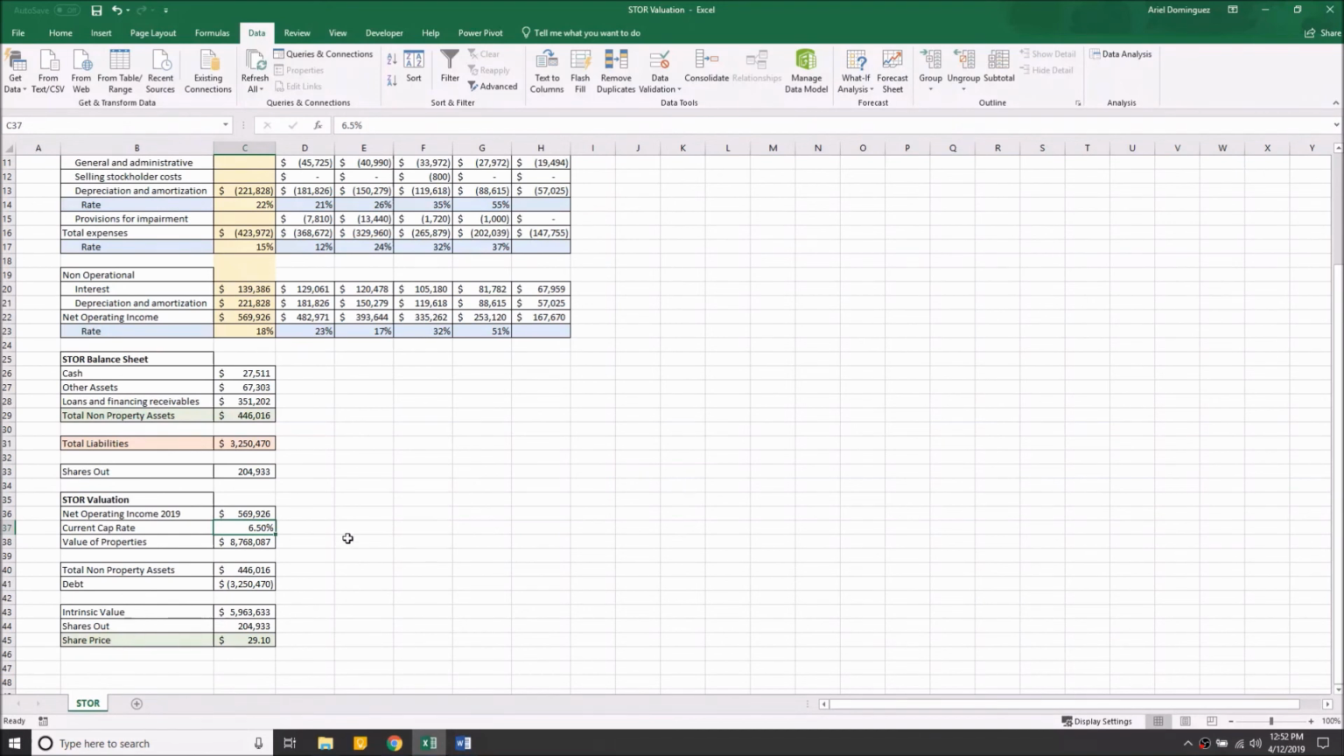So that's pretty much the basics to real estate investment trusts and how to value one.